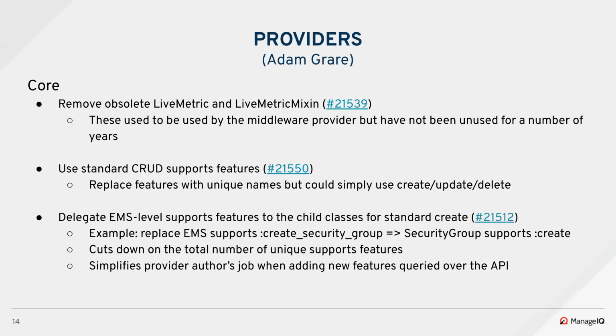Thanks, Kavya. So this sprint, we removed the obsolete live metric and live metric mixin classes and modules. These used to be used by the middleware provider as a way to allow a consistent metrics API to be called when there were no metrics being stored. They went out and fetched live from the provider. But these have been deleted for a number of years, and the remaining classes were able to be deleted in this sprint.